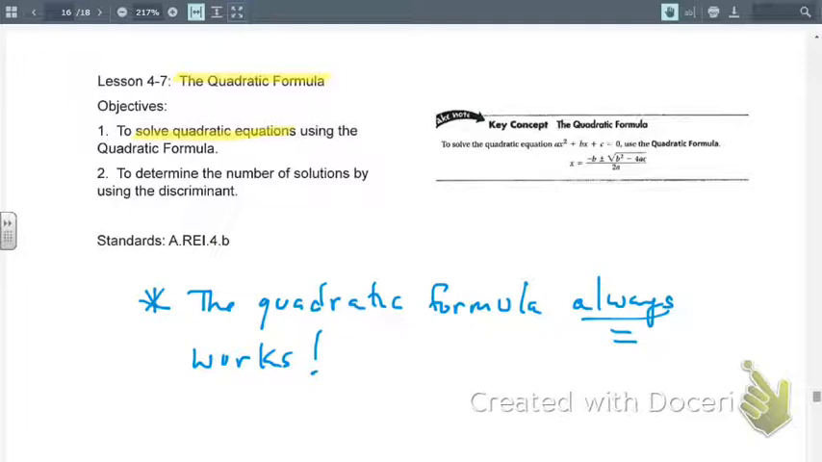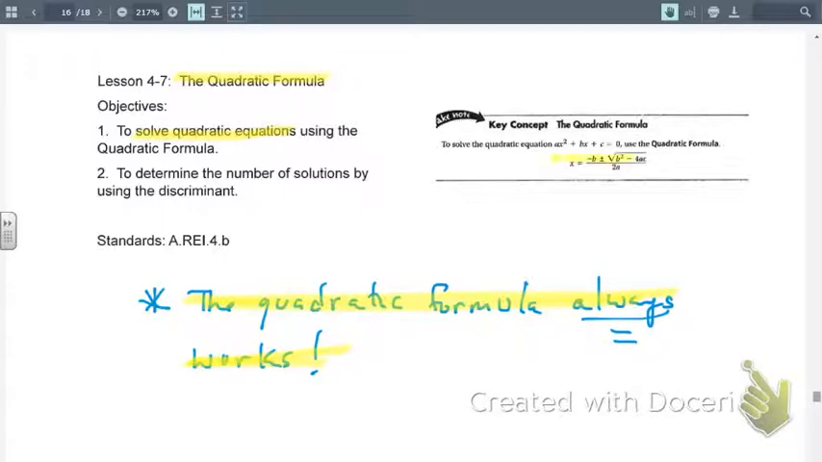So in the last couple sections we have been solving quadratic equations by factoring. Now we're going to use the quadratic formula. The quadratic formula is powerful because it always works. Sometimes you can't find the solutions to a quadratic equation when you're factoring, and if that's ever the case, you've got to use the quadratic formula. So that's why it's powerful.